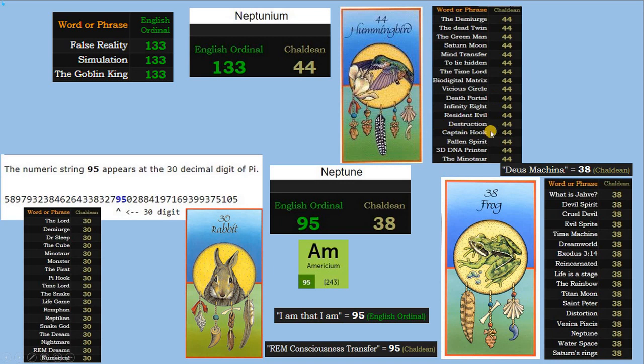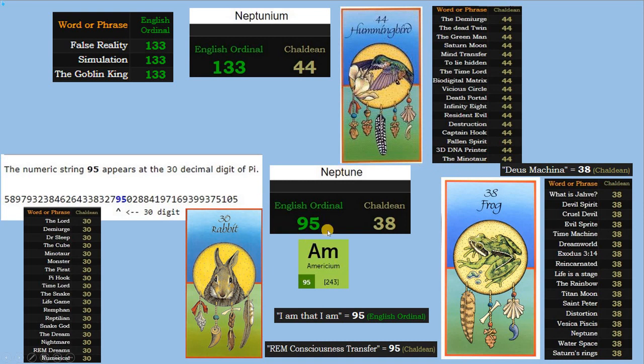Distraction, Captain Hook, this is the captain of the ship that hooks us inside the matrix. Fallen spirit, 3D DNA printer, this machine prints our DNA, and we have the Minotaur that is in the middle of the labyrinth.